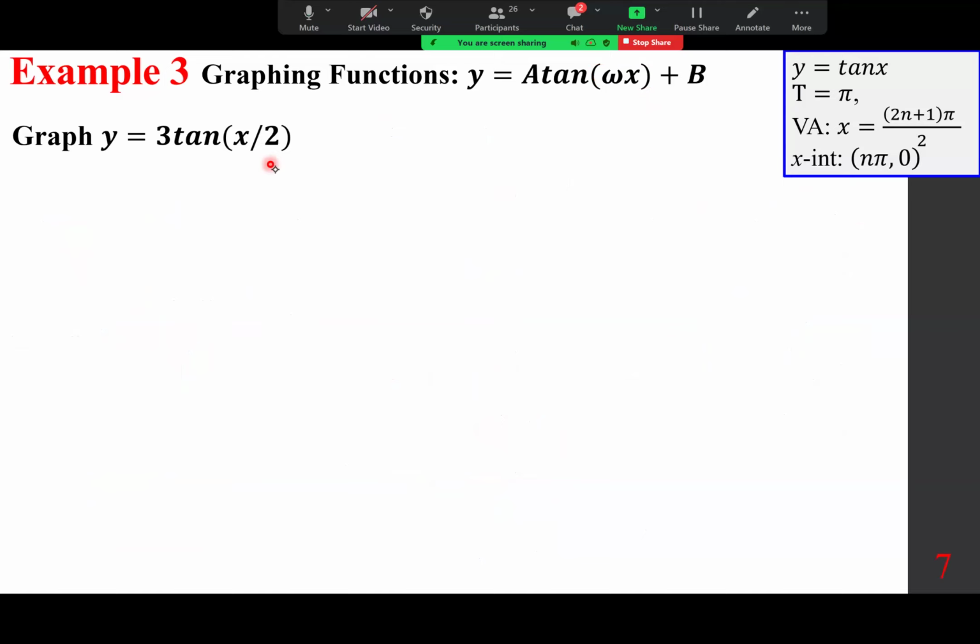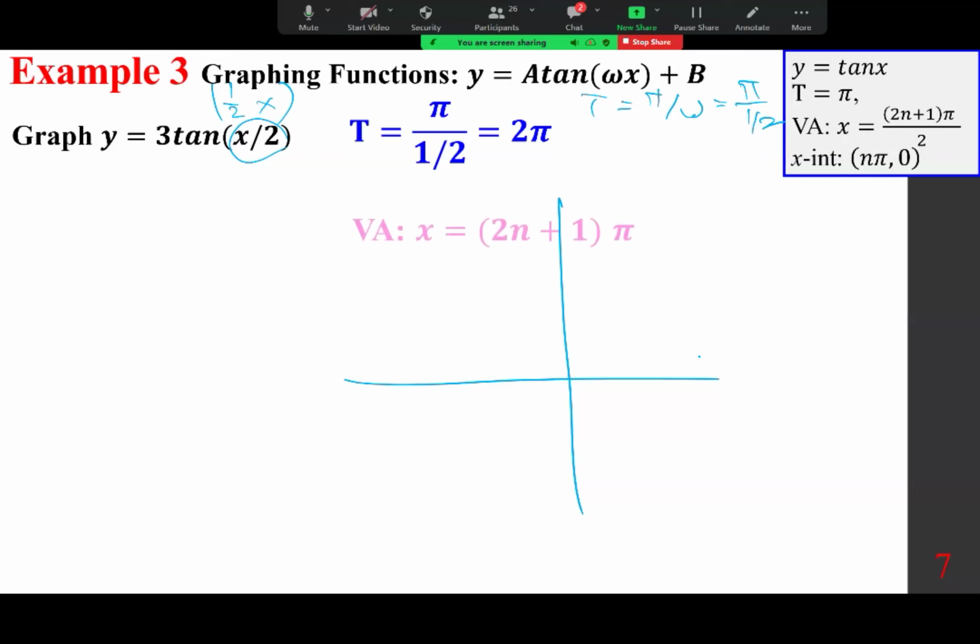y equals 3 tan x over 2. So it's similar to what we did before. And it's important to understand the period is pi, and now it's pi over omega. This means half of x, everybody. This means omega is 1/2. This means the period is 2 pi.